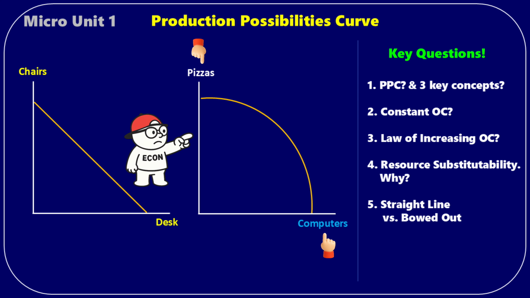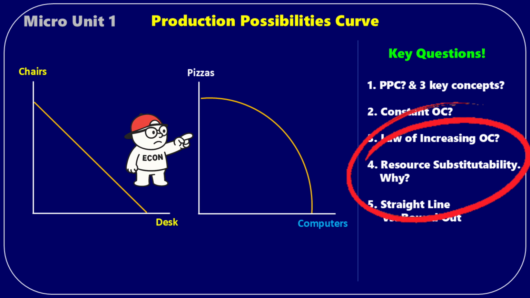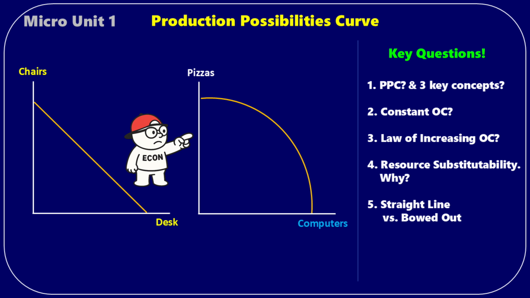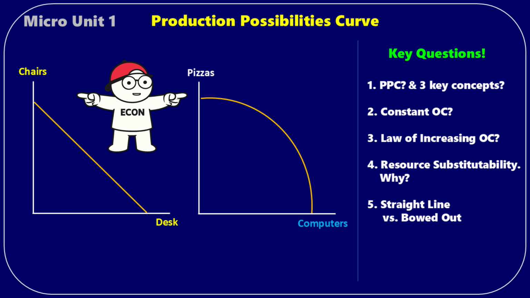This law states that as you produce more of one good, you must give up increasingly larger amounts of the other good. Why does this happen? It comes down to resource substitutability. Resources are not perfectly adaptable. The land and labor that are great at growing ingredients for pizzas are not necessarily great at assembling microchips for computers. This inefficiency makes the opportunity cost rise, creating that classic bowed-out shape. So, the key takeaway: a straight line means constant opportunity cost and similar resources, while a bowed-out curve means increasing opportunity cost and specialized, imperfectly adaptable resources.